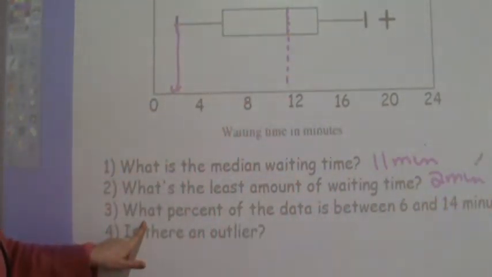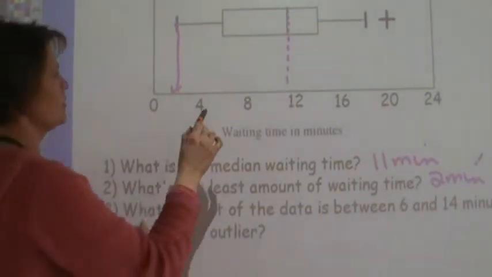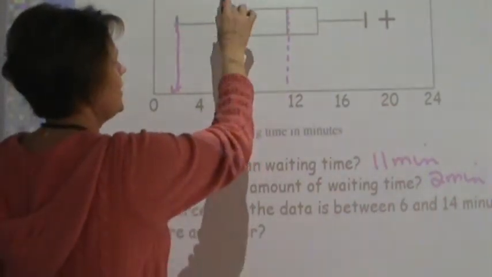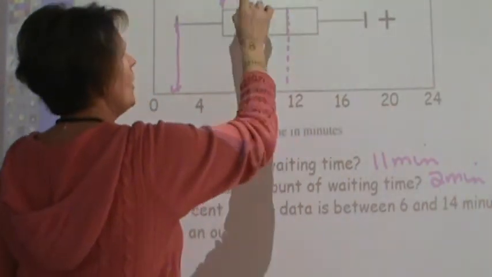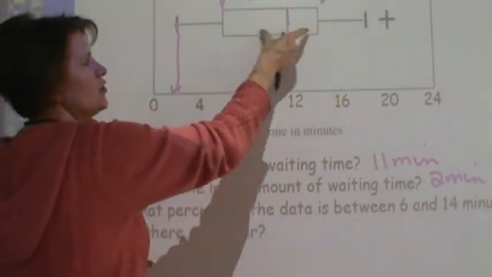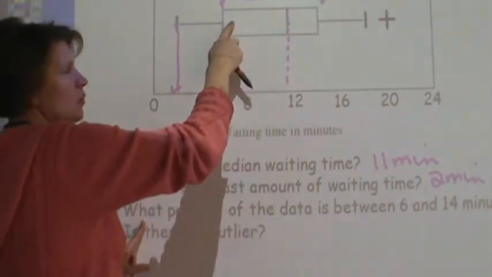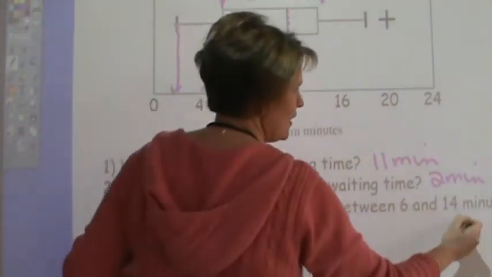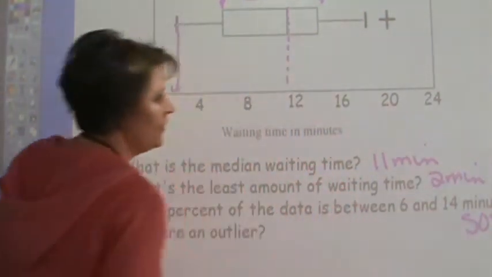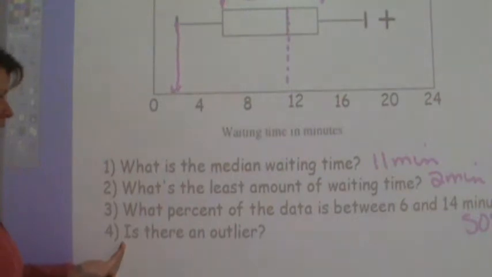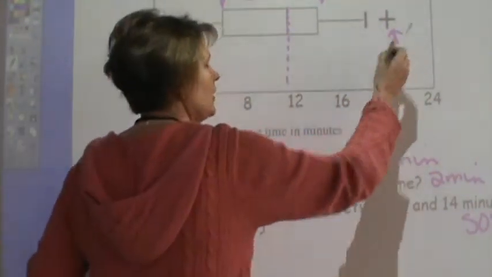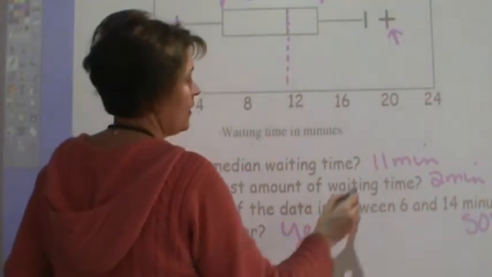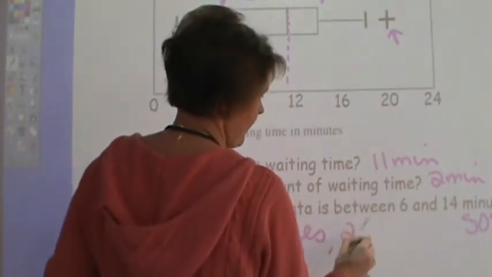What percent of the data is between 6 and 14 minutes? Well, 6 is here and 14 is here. So what percent of your data is here? Well, that's 2 of our sections. So 25% plus 25% is 50% of the time. And is there an outlier? Yep, right there. And it would be about 20.